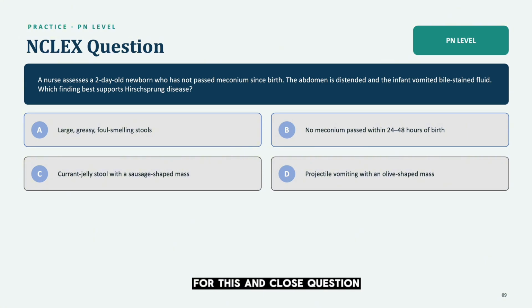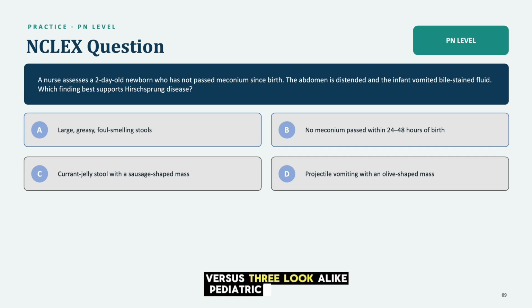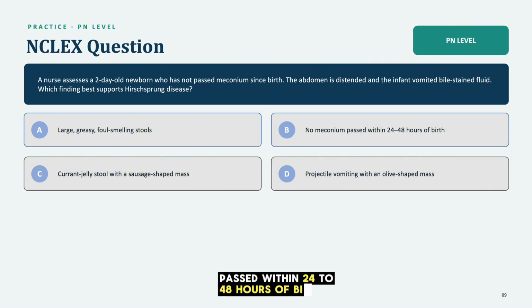For this NCLEX question, read the stem slowly. The writers already handed you the diagnosis and the setup. We have a 2-day-old, no meconium, distended, bilious vomiting. That's textbook Hirschsprung. Now they want to see if you can pick the finding that confirms the pattern versus 3 lookalike pediatric GI problems. A, large, greasy, foul-smelling stools. B, no meconium passed within 24 to 48 hours of birth. C, currant jelly stool with sausage-shaped mass. D, projectile vomiting with an olive-shaped mass. We went over it. What finding best supports Hirschsprung disease?